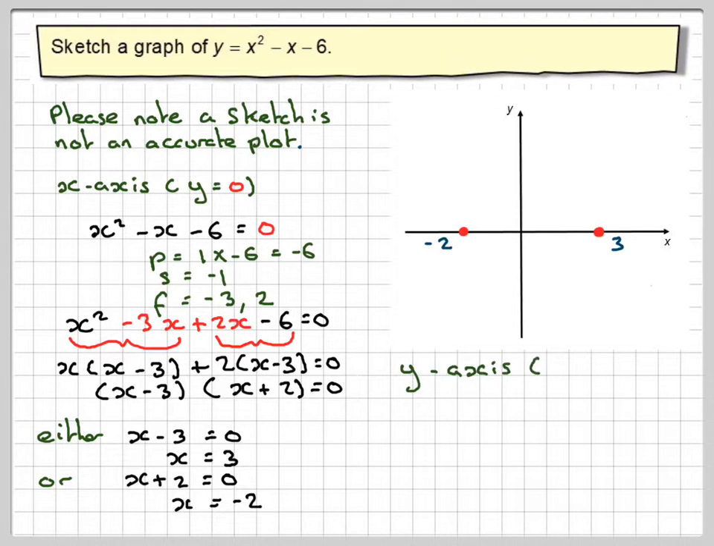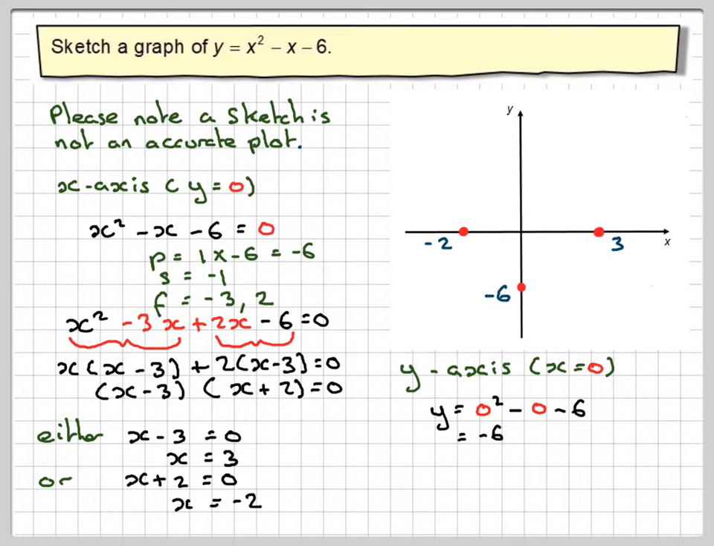Okay, for the y-axis, the x-coordinate is equal to 0. So if we put x is 0 into this, you're just going to get minus 6. Normally you're going to get the number on the end. Now, the y-axis does not have to be the same scale as the x-axis, so we're just going to put here a number minus 6 lower down.